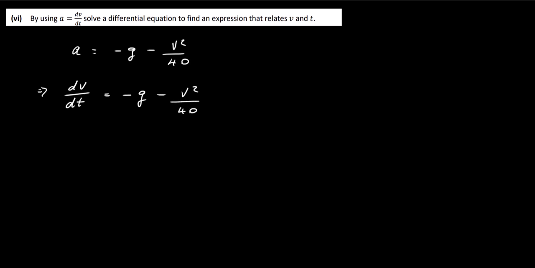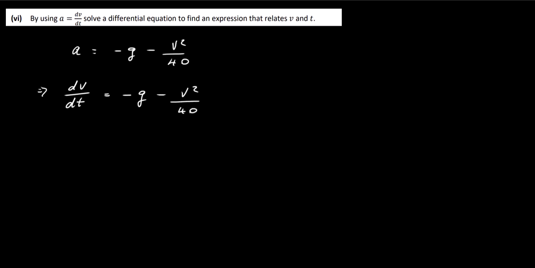So by using a is equal to dv/dt, solve the differential equation to find an expression that relates v and t. So the equation that we have from the previous part of this question that involves a is a equal to minus g minus v squared over 40. So we're told that a is dv/dt. So what I'm going to say here is dv/dt is equal to minus g minus v squared over 40.